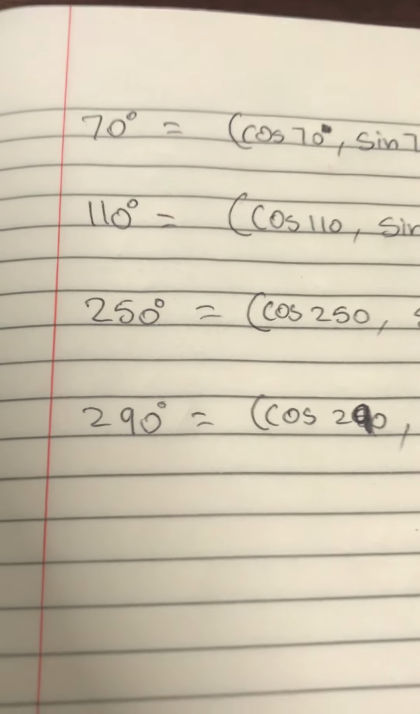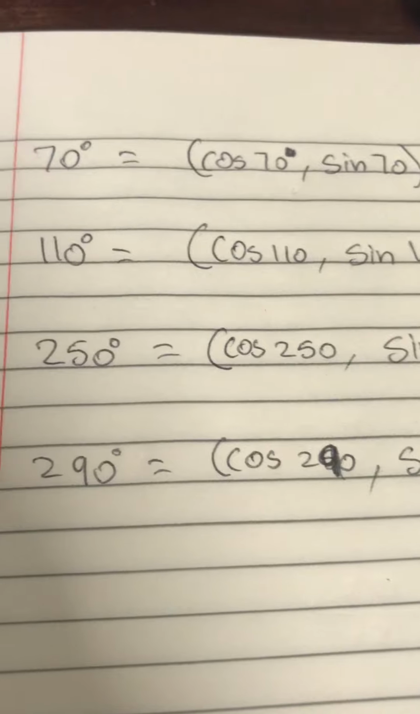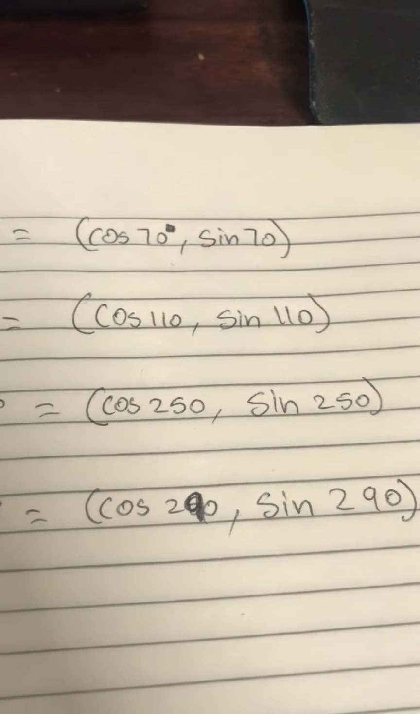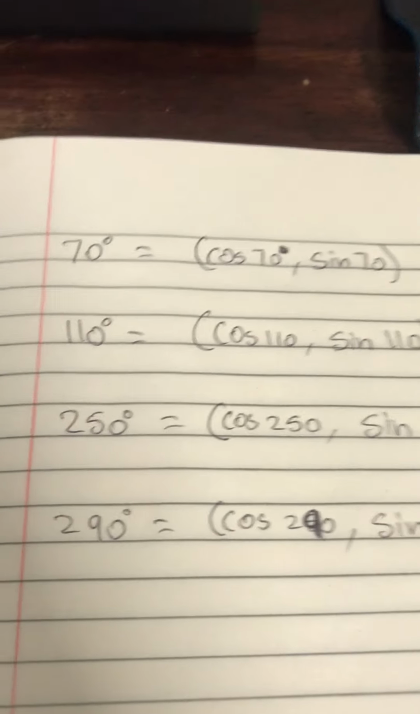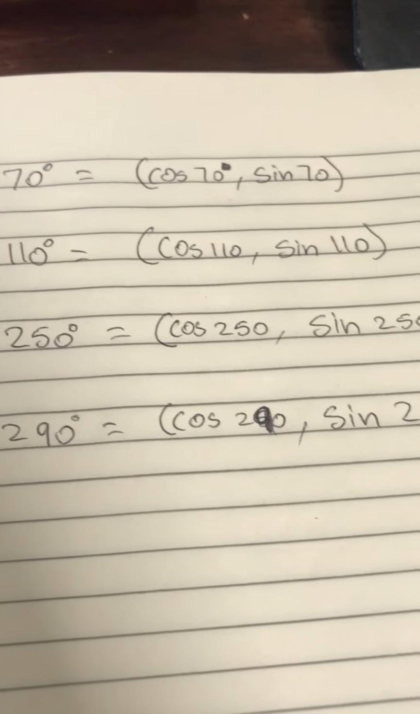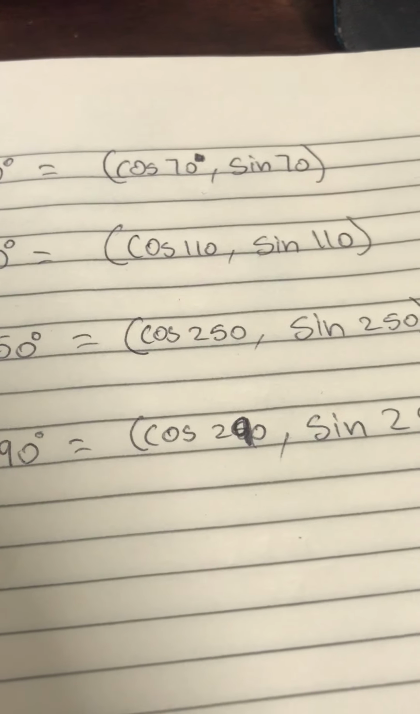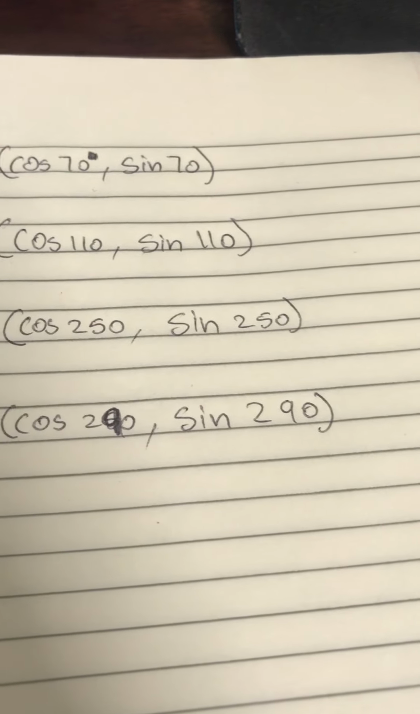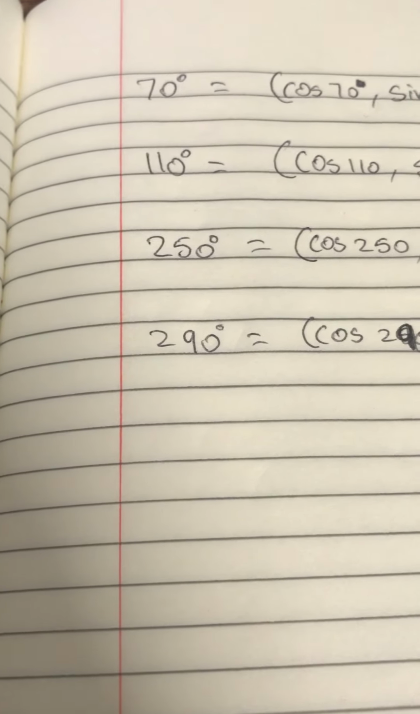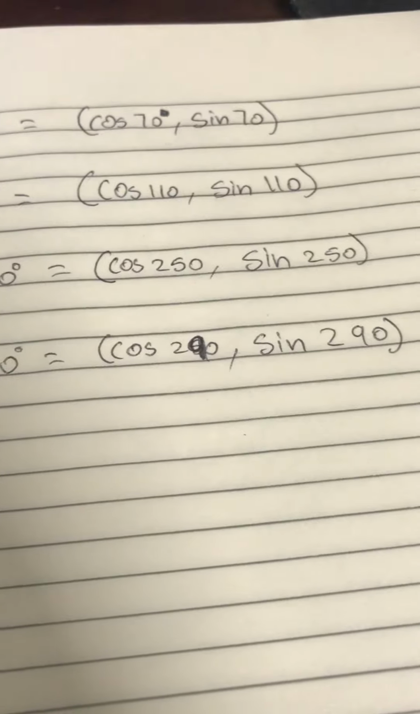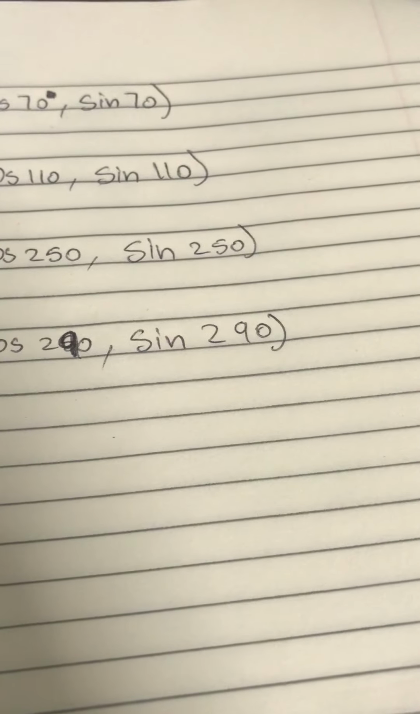So now the second angle is going to be cosine of 110. That's going to be the x coordinate, and then sine of 110 is going to be the y coordinate. And then for 250 degrees, the x coordinate is cosine of 250, and the y coordinate is sine of 250. And then for 290 degrees, cosine of 290 is the x coordinate, and sine of 290 is the y coordinate. And here's all the work.